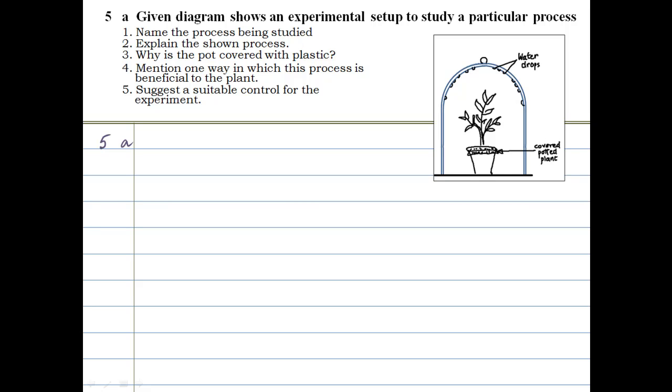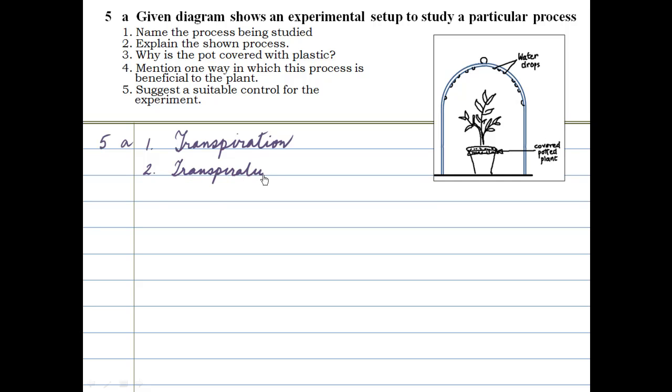Name the process being studied. Simple. They're just asking you to name it. So, transpiration. Question 2. Explain the shown process. Okay. So, you mention what this transpiration is.